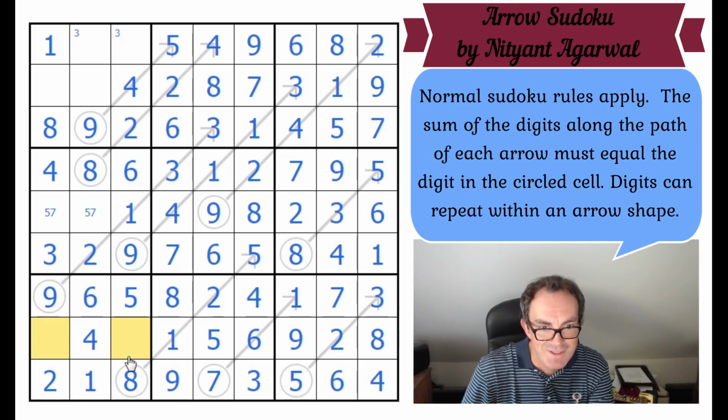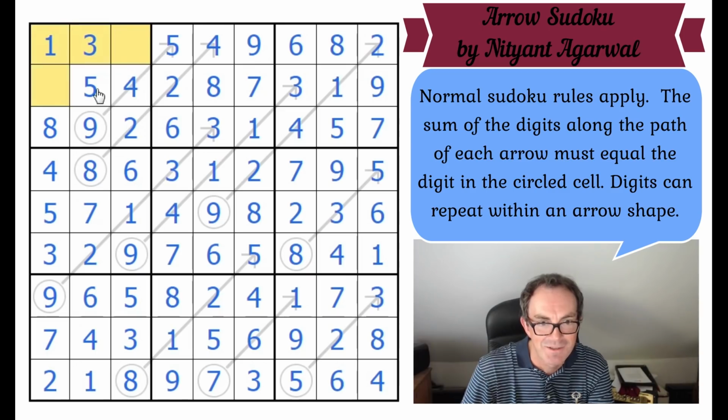3, 7 into these squares. Let's see if we can keep it going. 7, 5 into those squares. 5 goes here. 3 goes here. Let's take a quick look at this box. It looks like 6 and 7, surprisingly enough, are the final digits. 7, 6. Check. Yes! What a great puzzle.